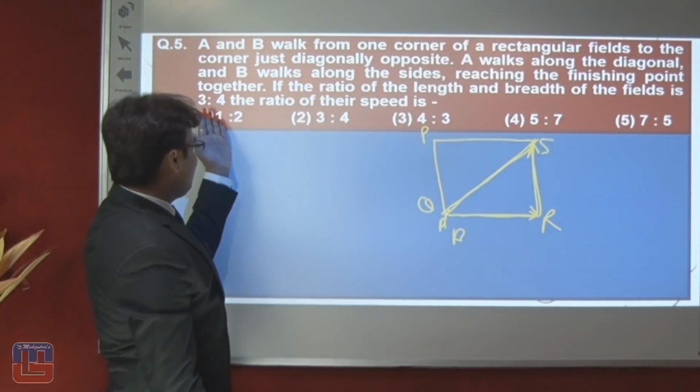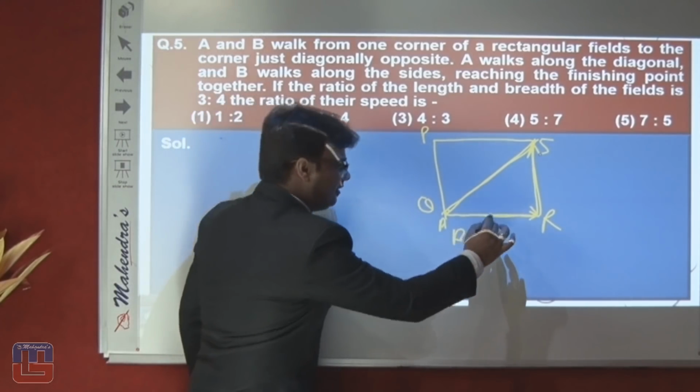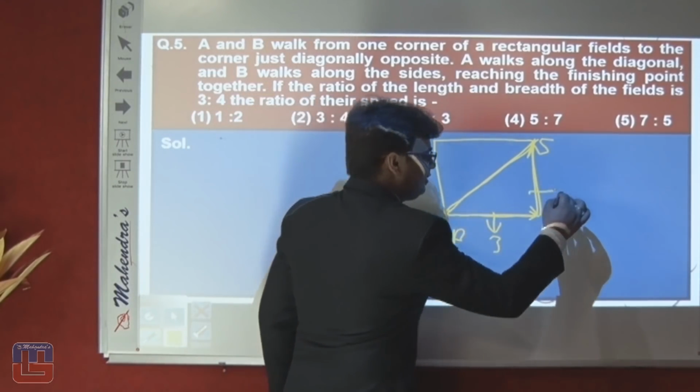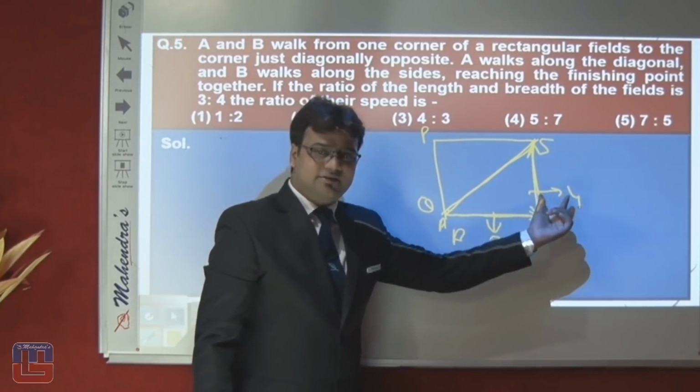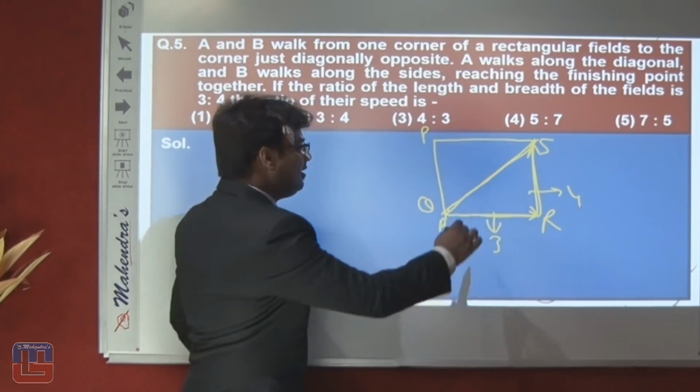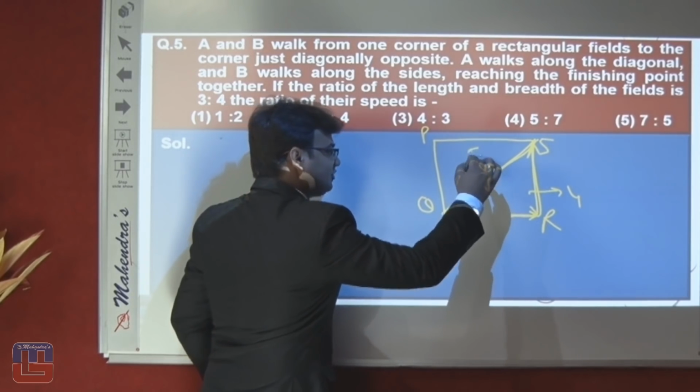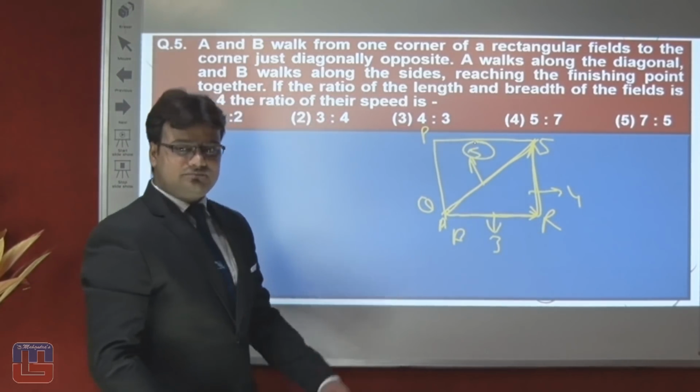The ratio of the sides is given as 3:4. That means one side is 3 units and the other is 4 units. By using Pythagoras, it's clear that the diagonal distance is 5 units.